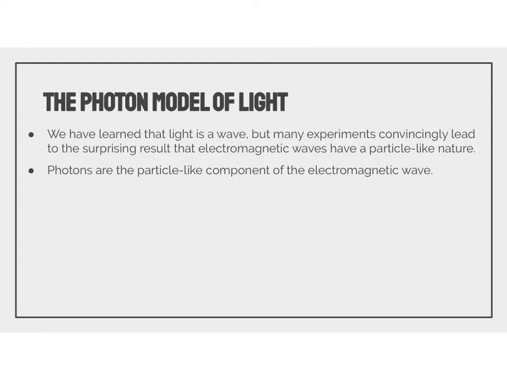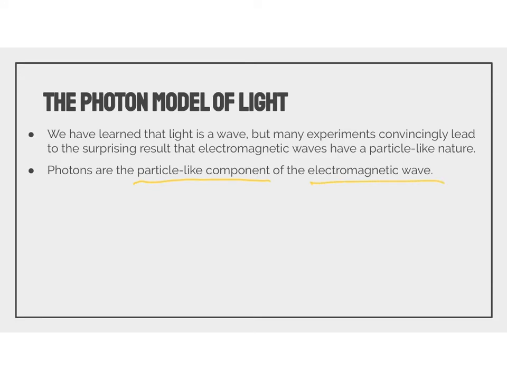So, what is the photon model of light? We learned that light is acting as a wave, but we also have these experiments where we see some particle-like nature. We know light is an electromagnetic wave, but it also has particle-like nature when it reflects and it refracts. So it's got both things going on. The theory that was developed is that photons are a particle-like component of the electromagnetic wave.